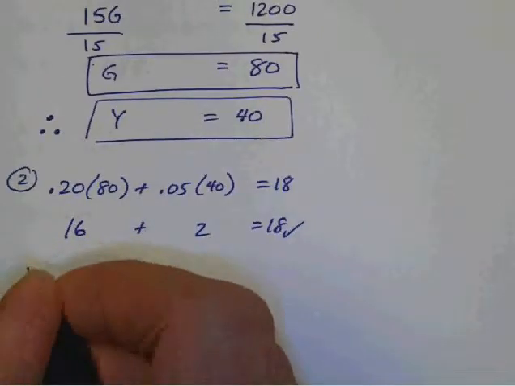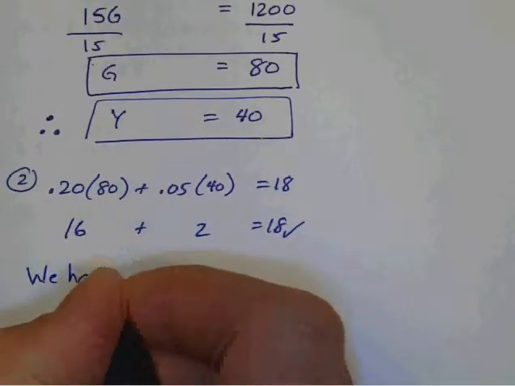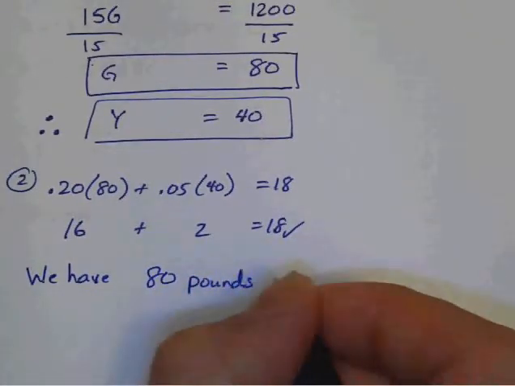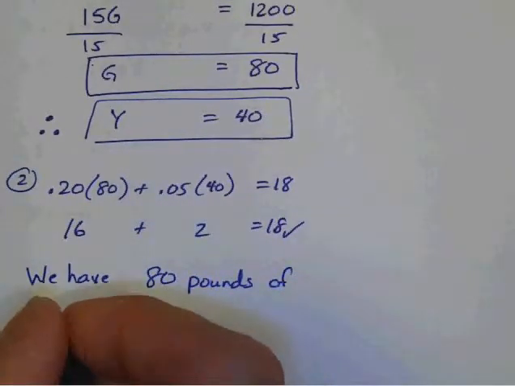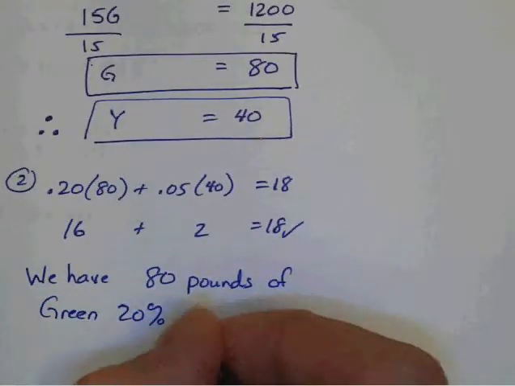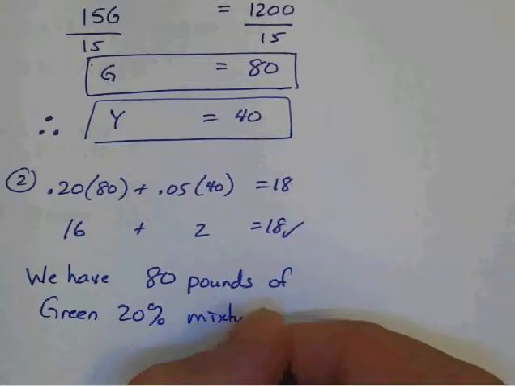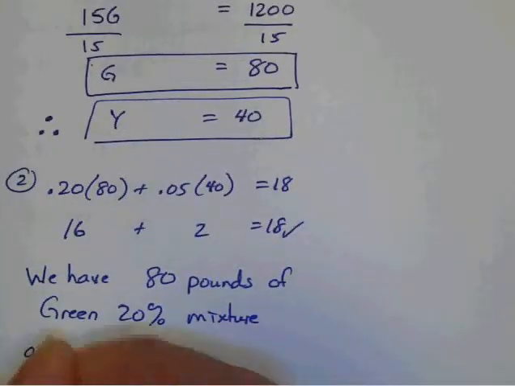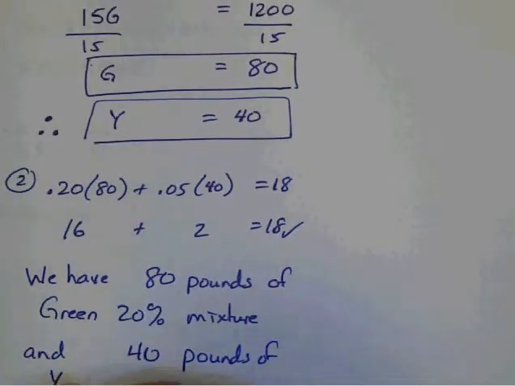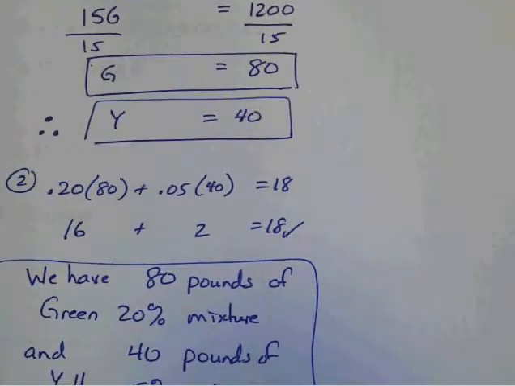We have 80 pounds of green 20% mixture and 40 pounds of yellow 5% mix. And there we go.